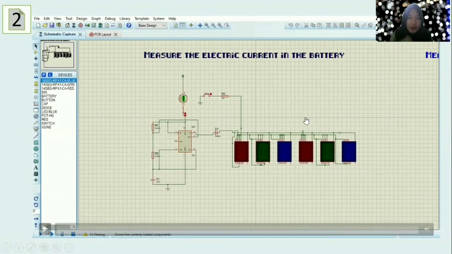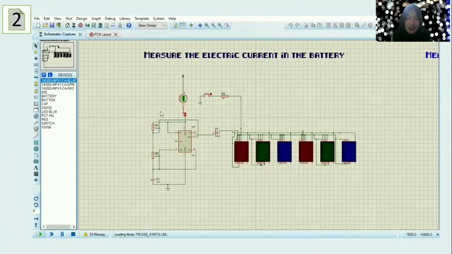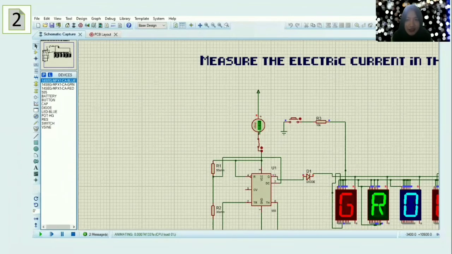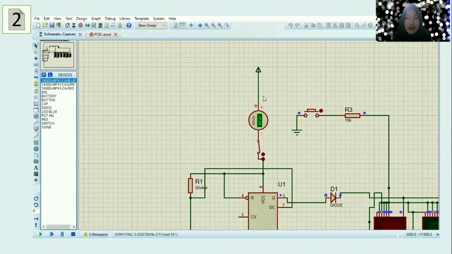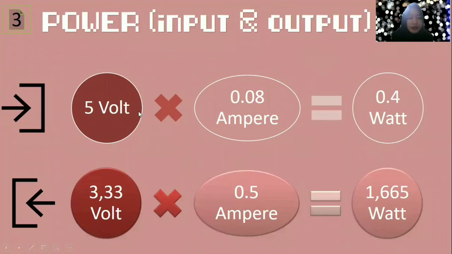Now we will measure the electric current in the battery, and the result is 0.08 ampere. And then we take 5 volts from the voltage in the battery and multiply by 0.08 ampere, obtained from the electric current in the battery, and the result is 0.4 watt.